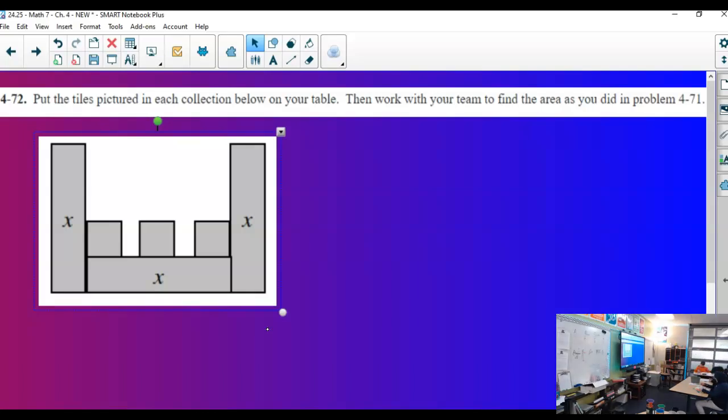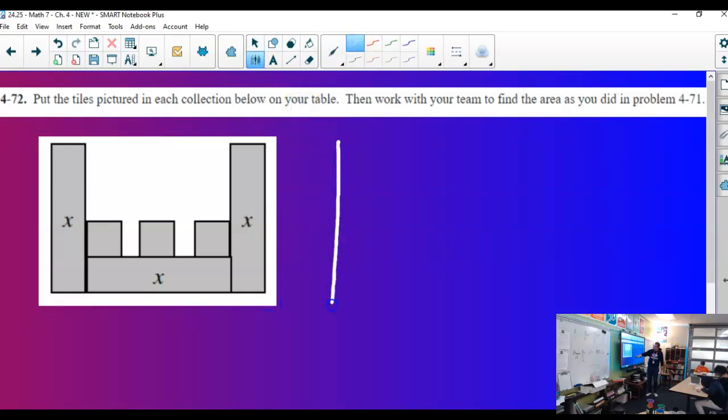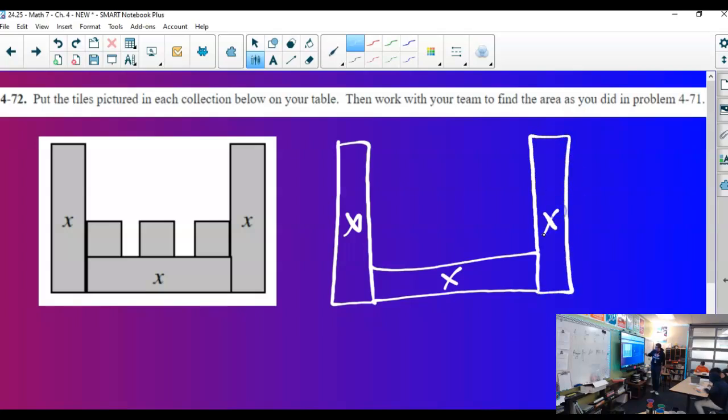I don't know. I saw a couple of people grab X squared tiles. I don't know that we need any X squareds here. I think it's just X's and 1's. That didn't look good, right? And a 1, and a 1, and a 1.